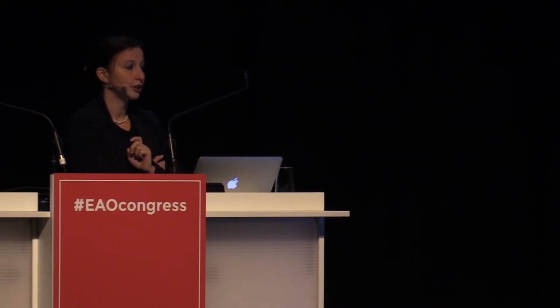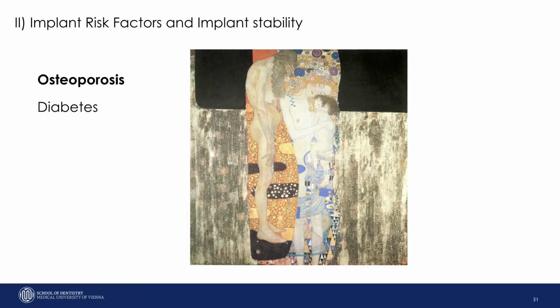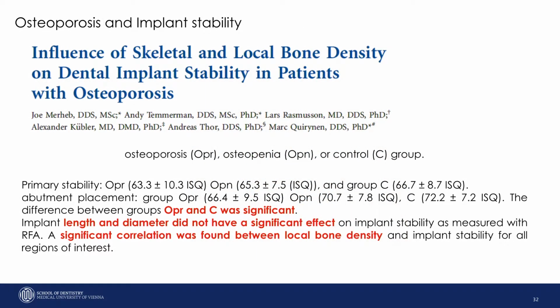Coming to the second part of my presentation, it is about osteoporosis. When you are in private practice and have been in the implant business for a long time, you know that there were big discussions in the last years on osteoporosis and diabetes. And the current literature says that osteoporosis has an impact on implant stability. This is a very recent study which nicely shows that you don't reach the same implant stability in osteoporotic patients as in the control group.